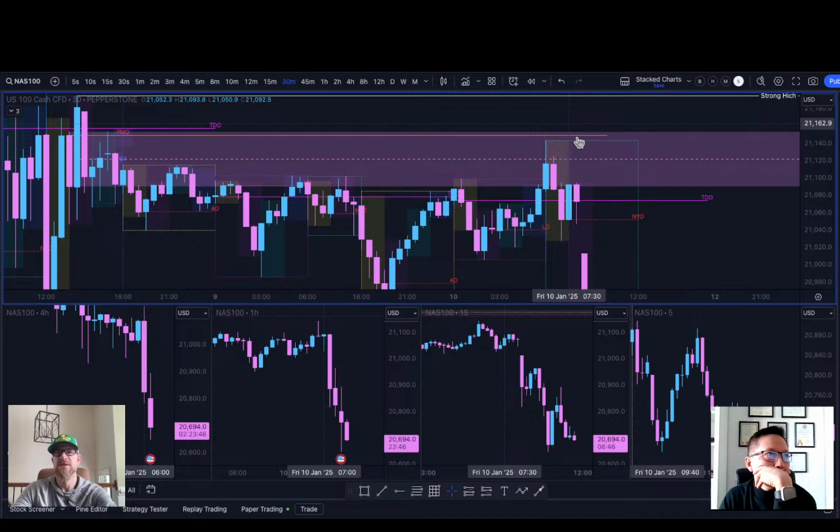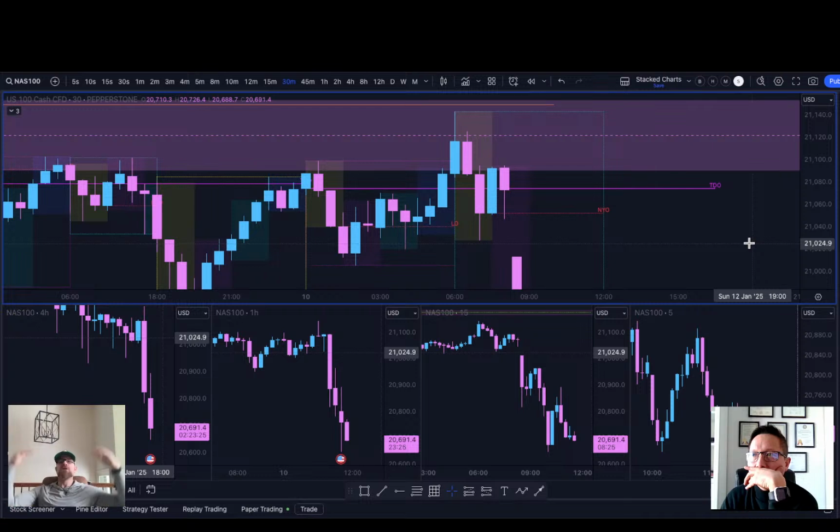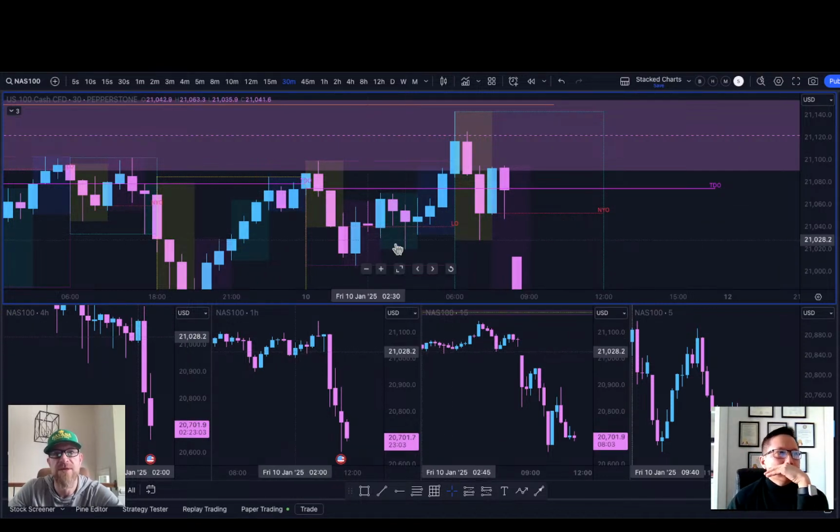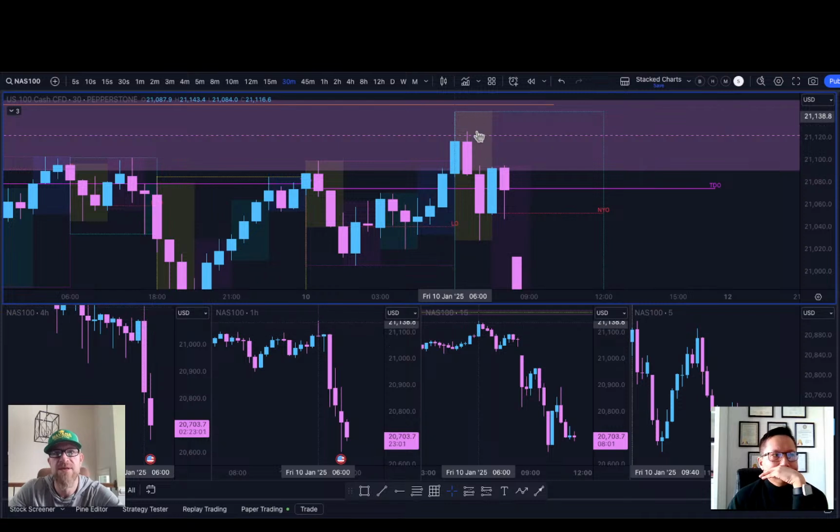Here's where the narrative bias thing plays in, how we can teach it. High time frame over low time frame is indicative of a sell bias or a bearish bias. High time frame under low time frame is indicative of a bullish bias. Here we have the high time frame above the low time frame. We should be buying under here, selling over here.